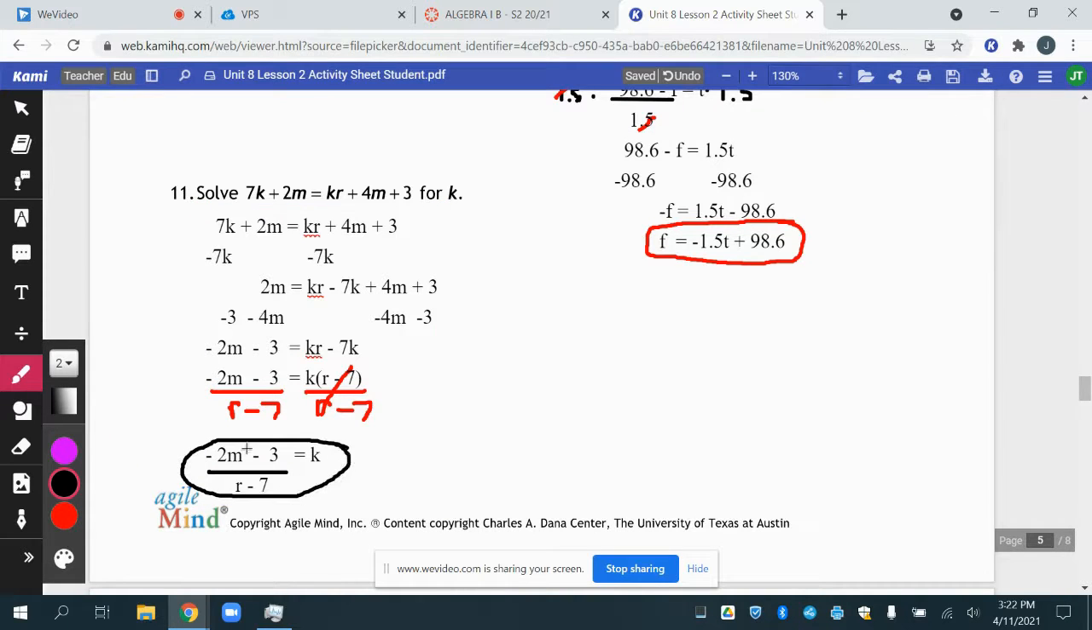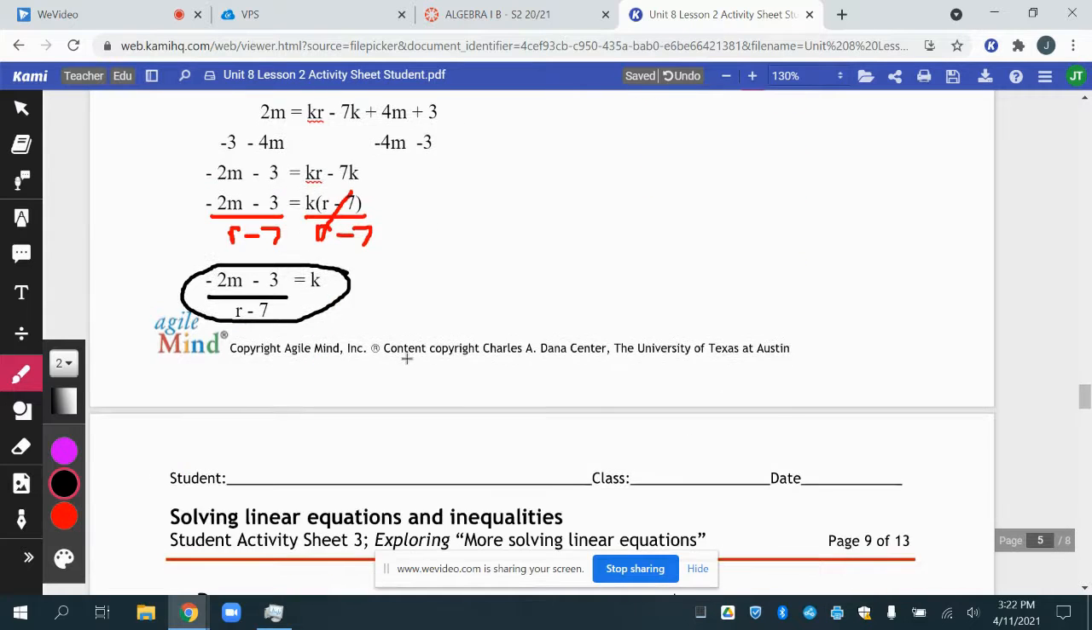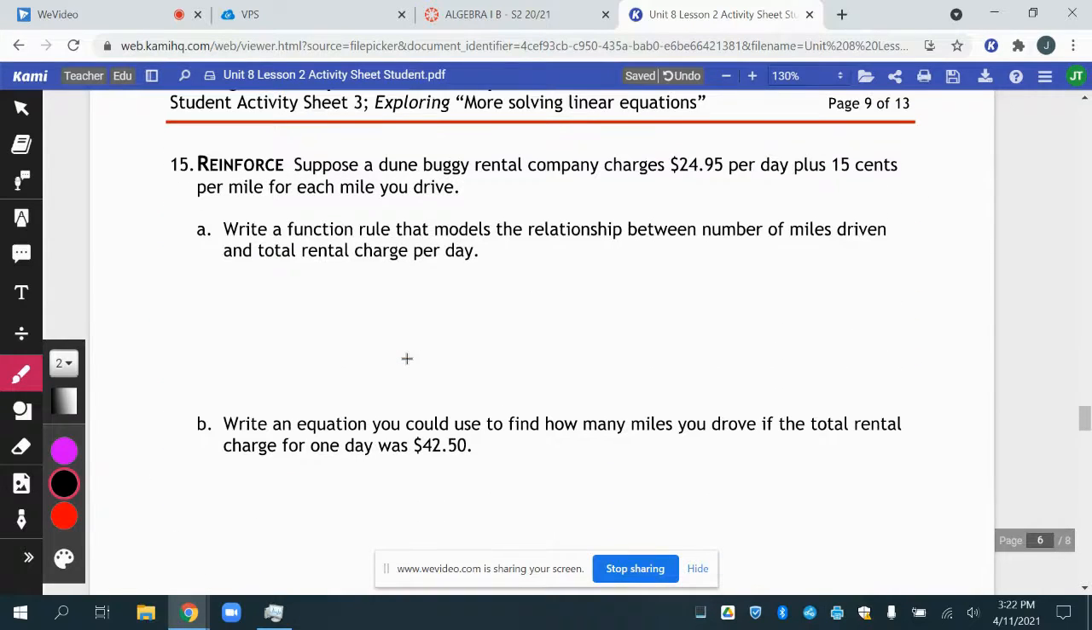There we go. That's the answer. I solved for k. k is by itself here. k equals all of that. Notice the r and the m, they're still there. All I did was shuffle the numbers where I want them to go, using the rules that we talked about. Add to both sides, subtract, multiply, or divide both sides by the same thing, and you're fine.